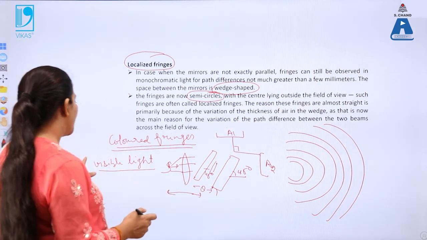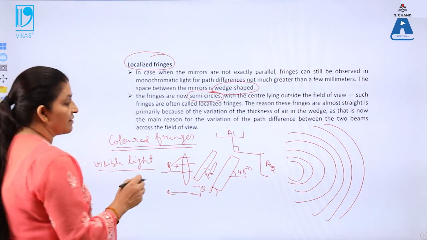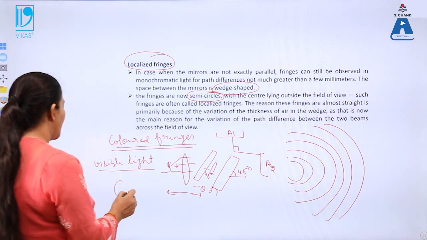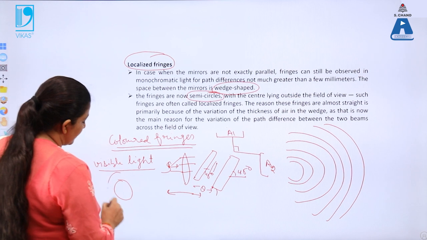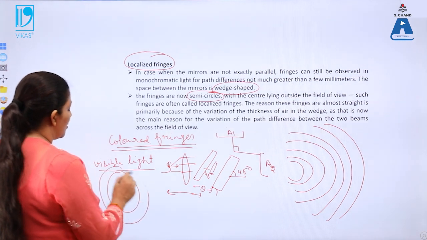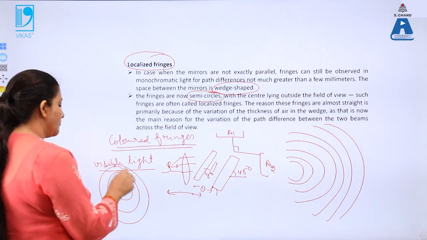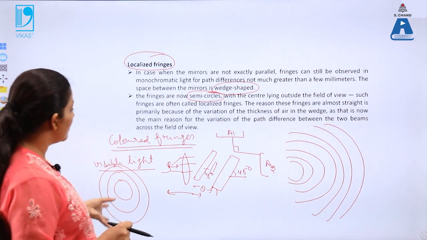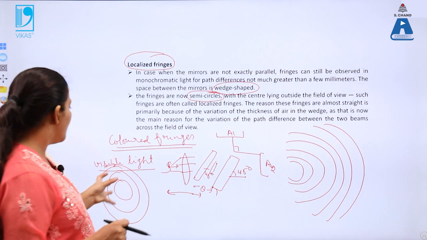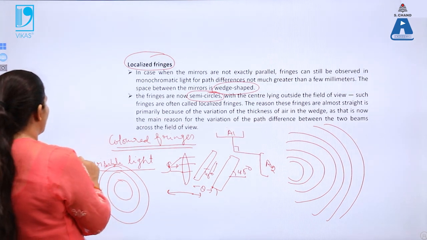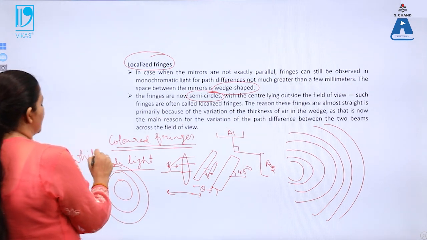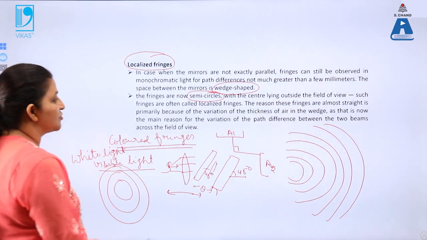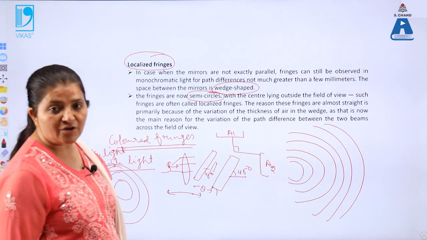At the center, we know that constructive interference occurs, so at the center we get a white ring. Depending upon the wavelength, the other circles are of different colors. So the colored fringes can be formed by using visible light or white light as the incident light in the Michelson interferometer.